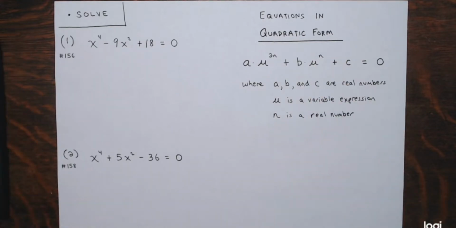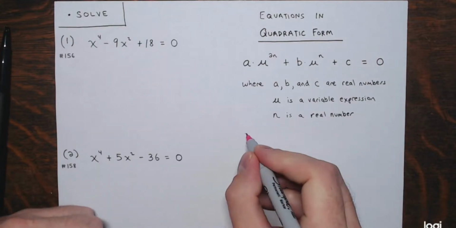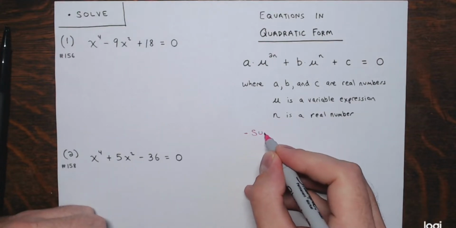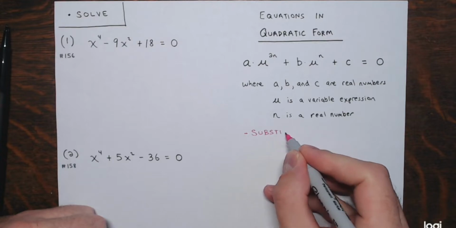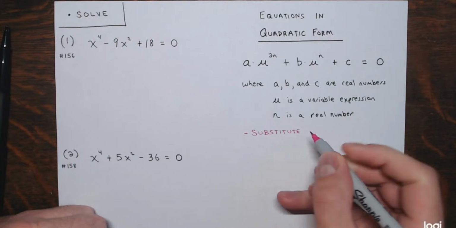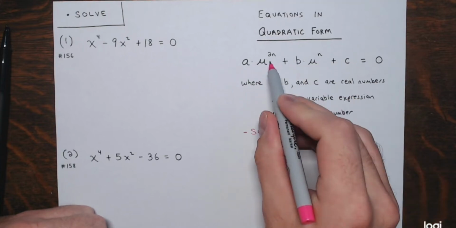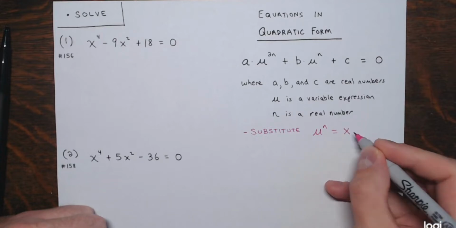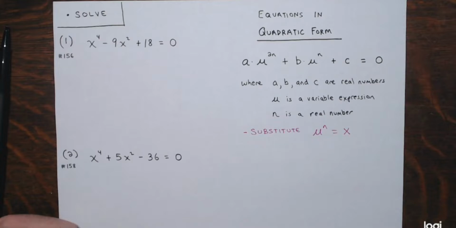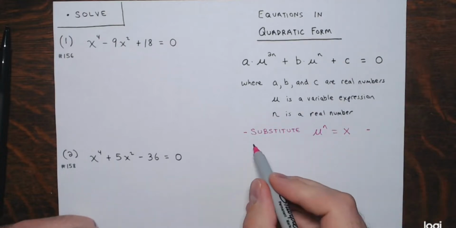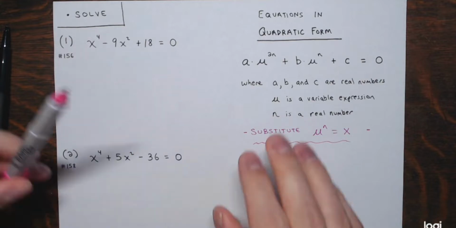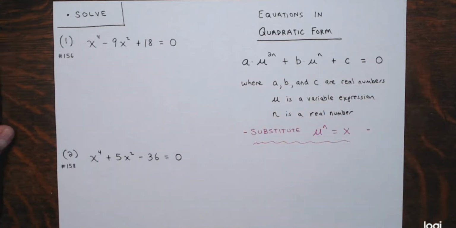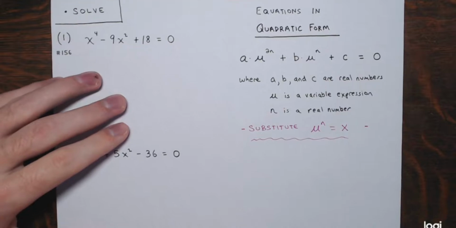And what we're going to do to solve these things is make a substitution. You would replace the u to the nth power with just say x, or whatever variable you want. If you do this, it transforms our equation in quadratic form into an actual quadratic equation.